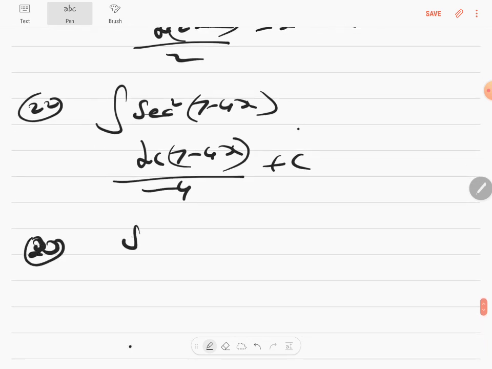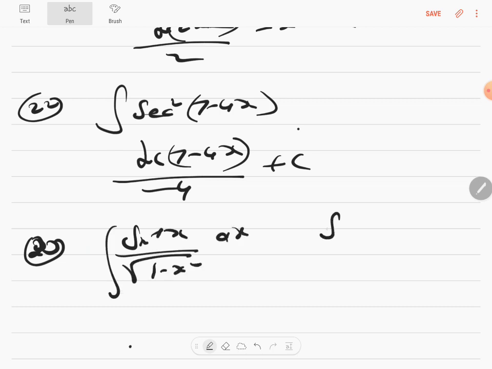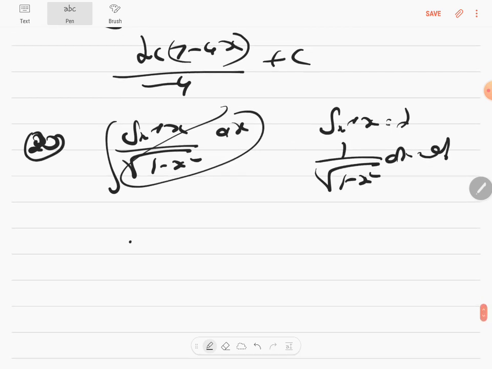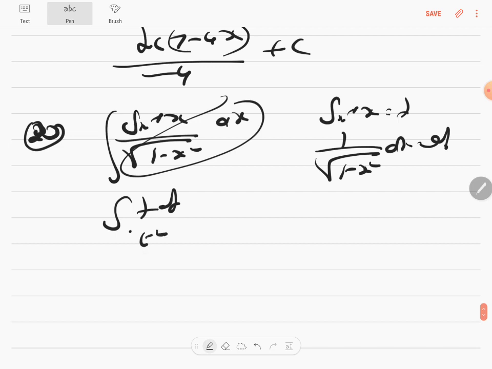23rd question. Sin inverse of x by root of 1 minus x square into dx. You assume sin inverse of x as t. 1 by root of 1 minus x square into dx becomes dt. This itself becomes dt. It's t into dt, which is t square by 2 plus c. What is it? Sin inverse of x the whole square by 2 plus c.